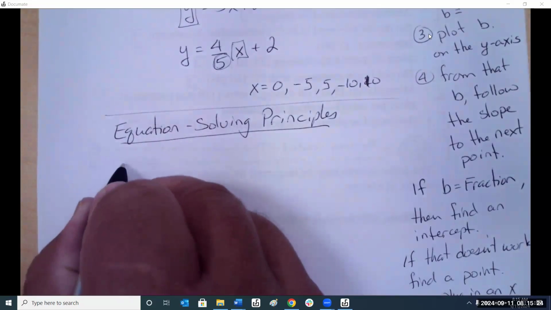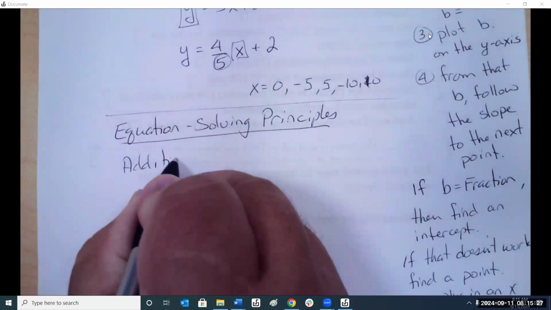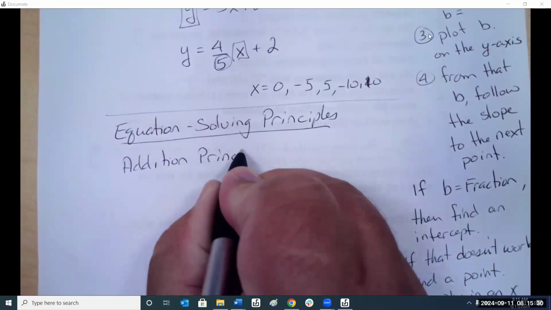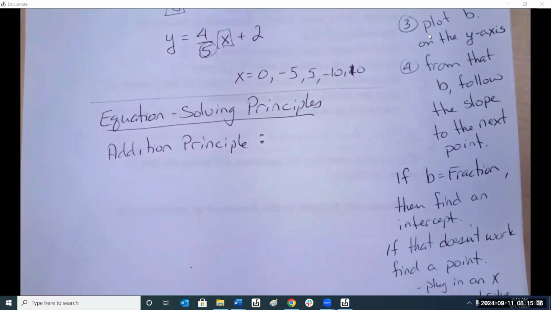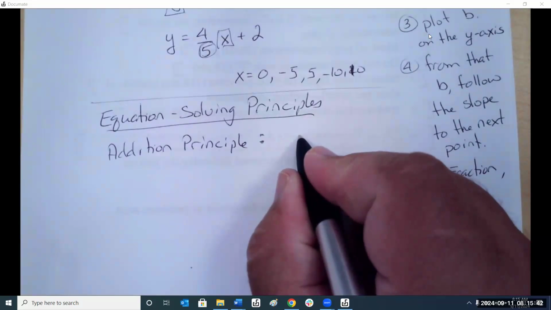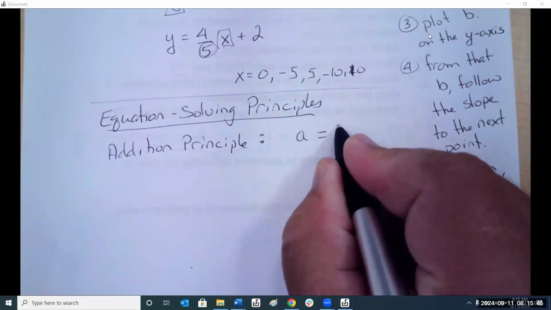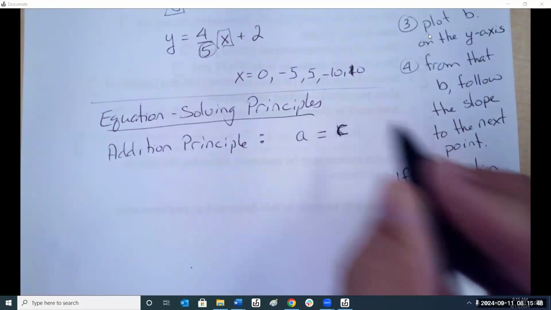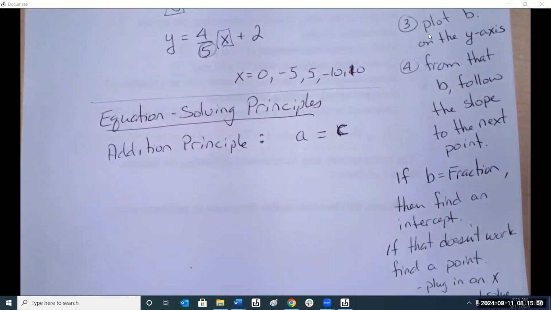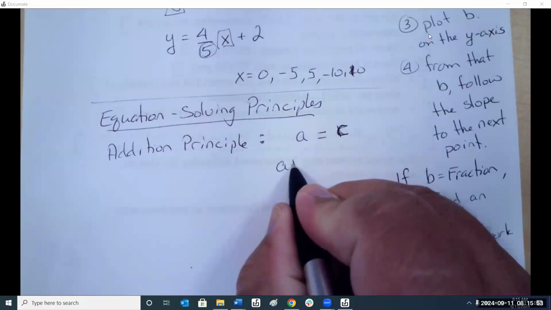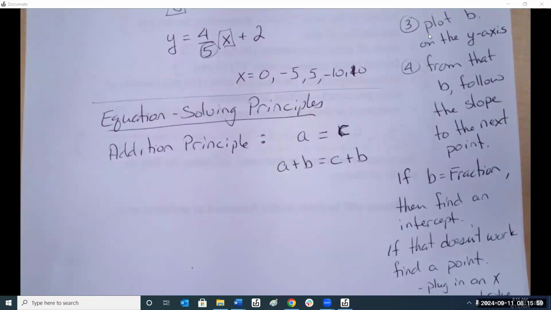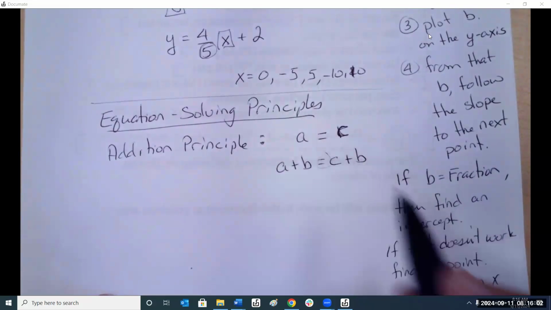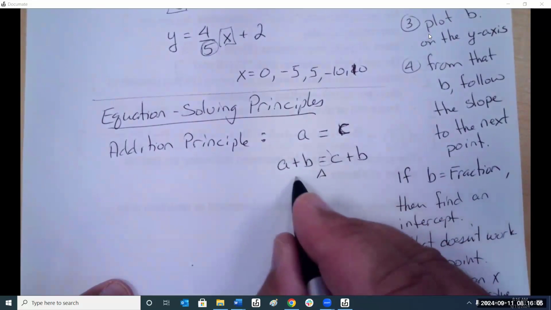The first one is the addition principle. What the addition principle says is this. If you have, let's say, A equals C, whatever you do to one side, you have to do the same thing to the other side because of the equality. It's like a seesaw.